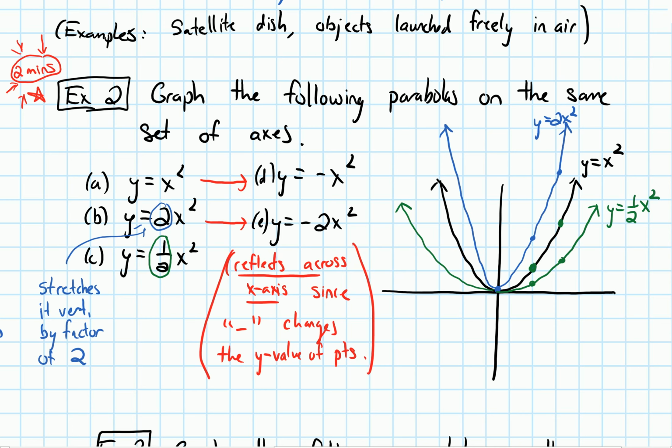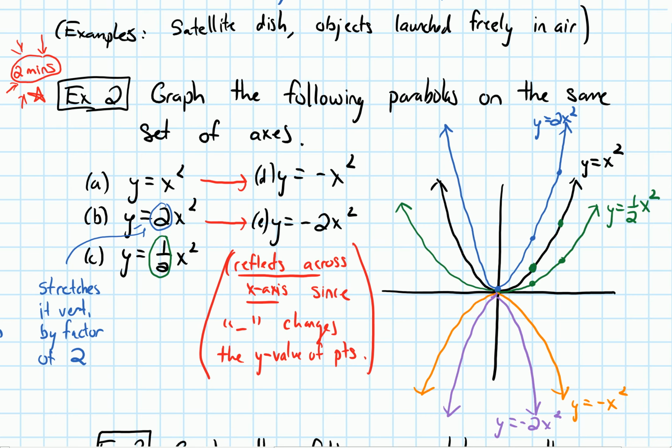Okay, so let's draw the reflection of y equals x squared first. So I'm going to draw y equals negative x squared. When I flip the graph of y equals x squared, it'll look something like this. Flipped it across the x-axis. So that is y equals negative x squared. And now let's flip y equals 2x squared across the x-axis. So when I flip that one down, it'll look narrow again. It's just going downwards now. And that's the graph of y equals negative 2x squared.